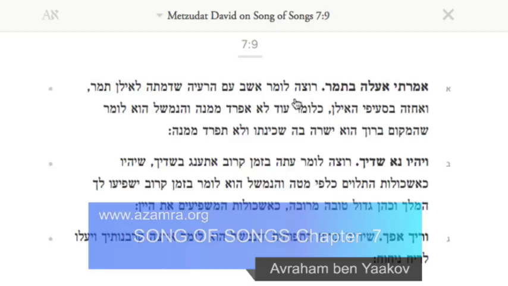As the Metzudat David puts it, this I will go up into the palm tree, that is saying that I shall sit with the beloved companion who has been compared to the tree of the palm, and I shall take hold of the branches of the tree, that is to say, I shall not separate from her anymore. And the nimshal here is coming to say that the Almighty, blessed be He, will cause to dwell His indwelling presence, the Shekhinah, in Knesset Israel, in the beloved, and shall no longer be separated from her.